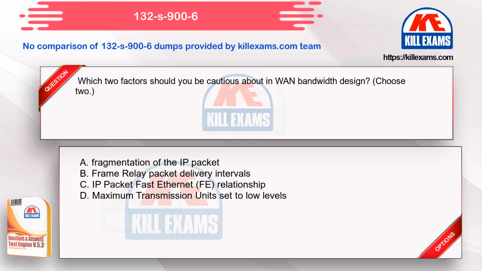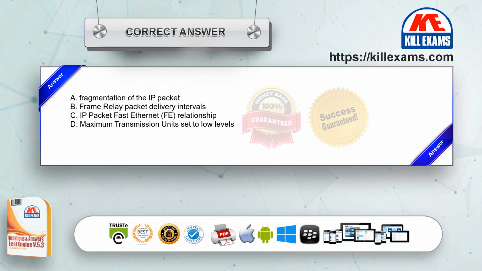Which two factors should you be cautious about in WAN bandwidth design? Choose 2. Option A. Fragmentation of the IP packet. Option B. Frame relay packet delivery intervals. Option C. IP packet fast Ethernet, FA, relationship. Option D. Maximum transmission units set to low levels. The correct answer is option A, D.